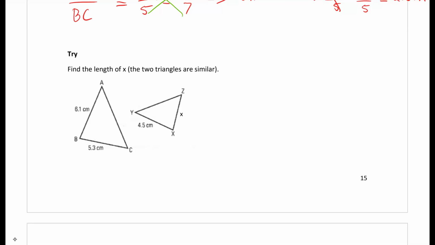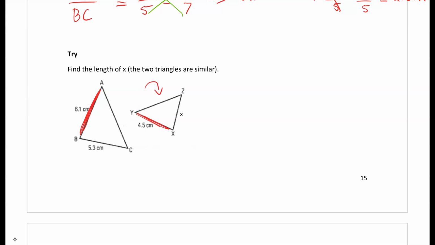We have a value from A to B, which is 6.1. We have a value from B to C, which is 5.3. And we also have a value from y to x on our scale, which is going to be 4.5 centimeters. Now, y and x, so this line here, would correspond with this line right here, AB, if we rotate that triangle. So if we rotated this, it would match up with that line there.